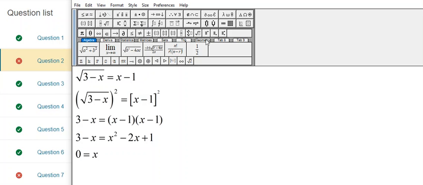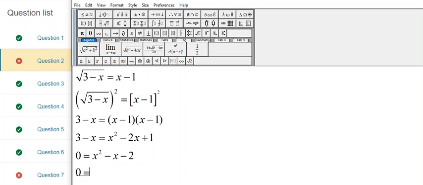So we'll have 0 equals our x squared. I've got negative 2x here. I'm going to add this 1x over. So negative 2 plus 1 is negative 1x. I've got a positive 1 here. I'm going to subtract this 3 over. So 1 minus 3 is negative 2.